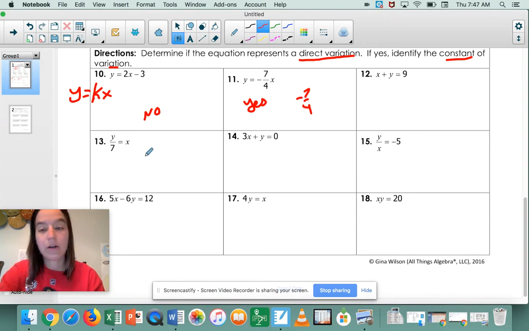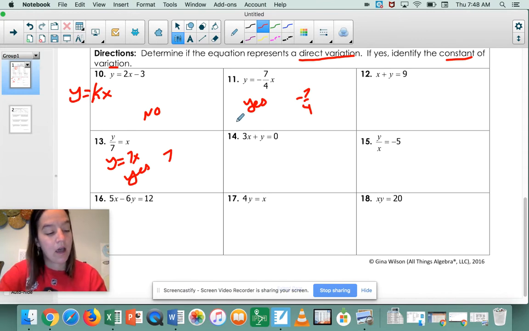Let's look at number 13, okay? Number 13, I would multiply 7 to both sides, right? To get my y alone. And so it'd be y equals 7x. Well, that's a direct variation. So the answer is yes here. And my constant of variation is 7.